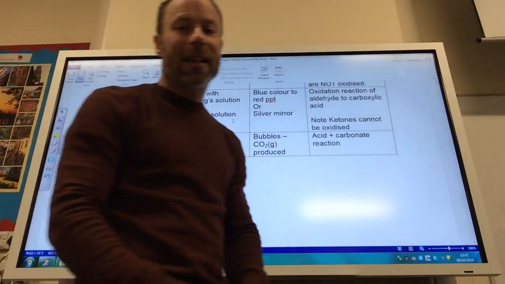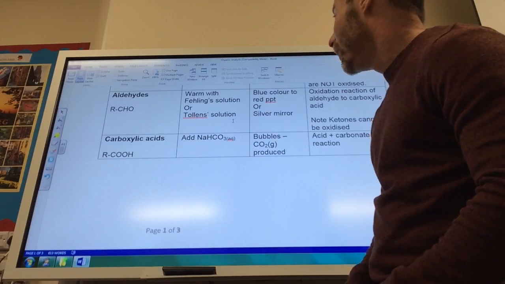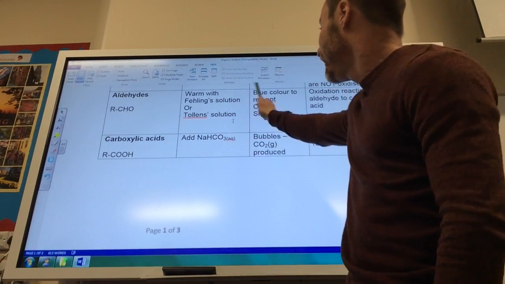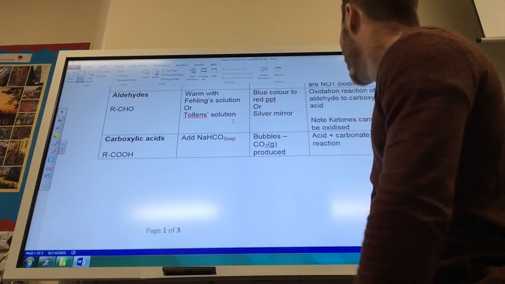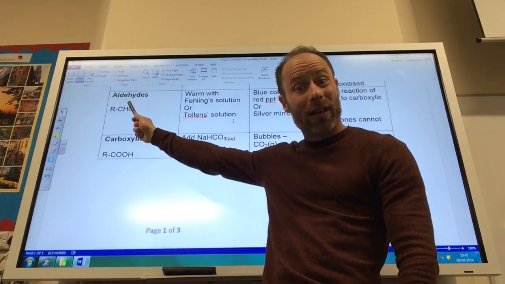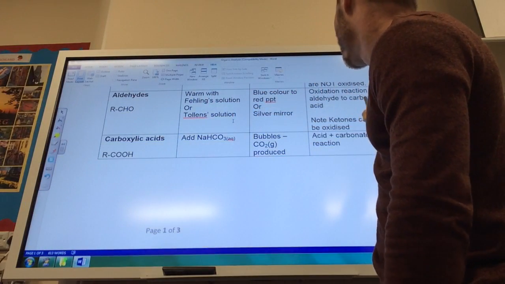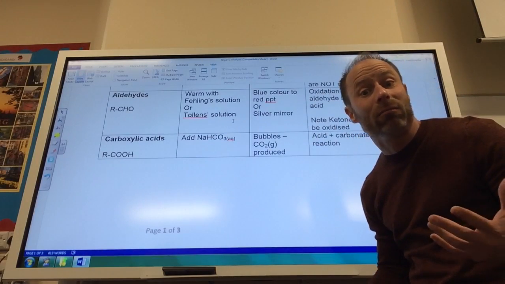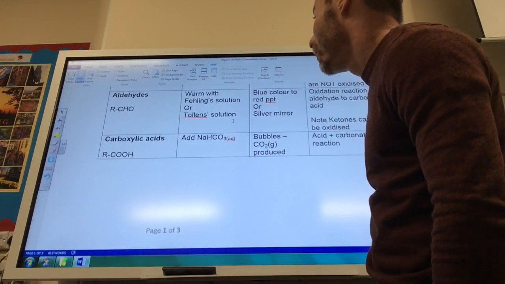Right, so aldehydes, how do you test for these? Well, there are 2 tests that we looked at. One was Fehling's solution, the other was Tollens' solution. Fehling's gives you a blue colour to a red precipitate. Tollens' gives you a silver mirror. And we looked in detail at those. What are they? It's similar to the alcohols. Aldehydes can be oxidised, which we've just spoken about. Aldehydes can be oxidised to carboxylic acids. Remember, ketones can't. So if they say you've got an aldehyde and a ketone, which one is it? You could add either of these 2, and this would tell you which one you've got.